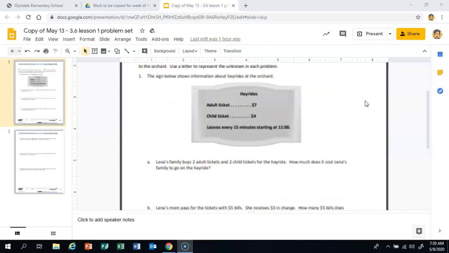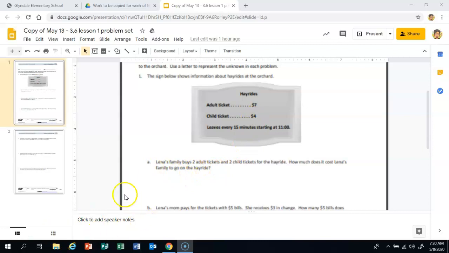Let's see, part A, Lena's family buys 2 adult tickets and 2 child tickets for the hayride. How much does it cost Lena's family to go on the hayride? Okay, so 2 adults and 2 children on a hayride. Let's look and see what we've got here. It talks about the cost of the hayride here. On the sign, it says adult tickets are $7 each and children's tickets are $4 each.